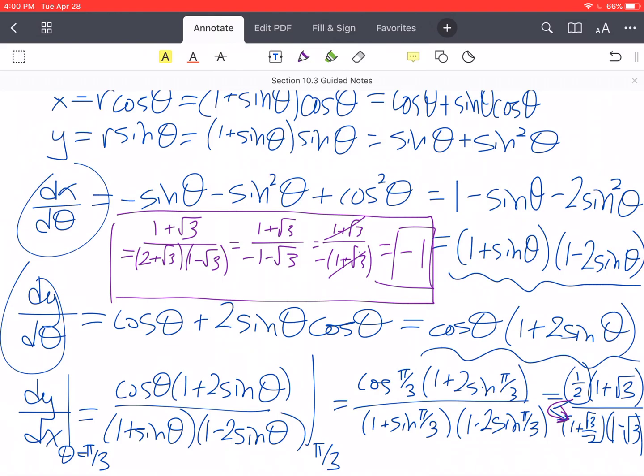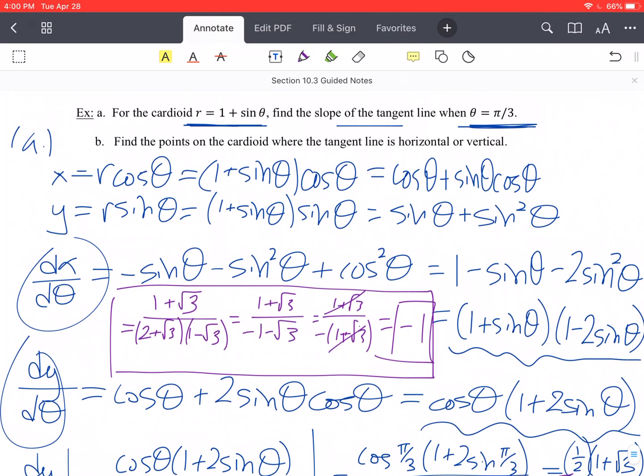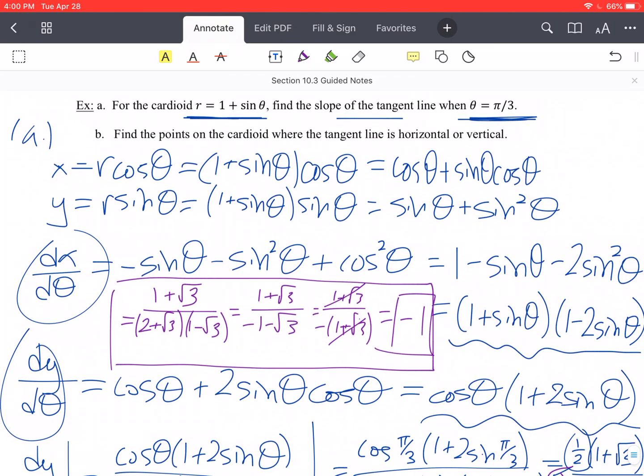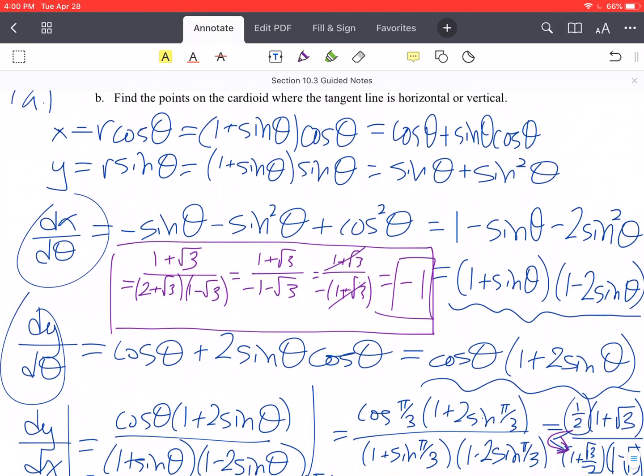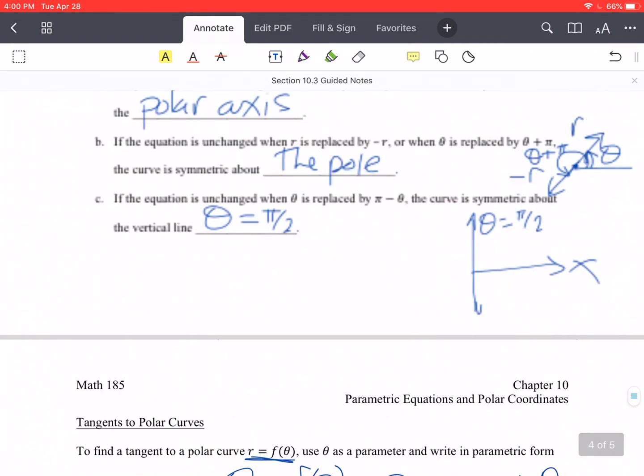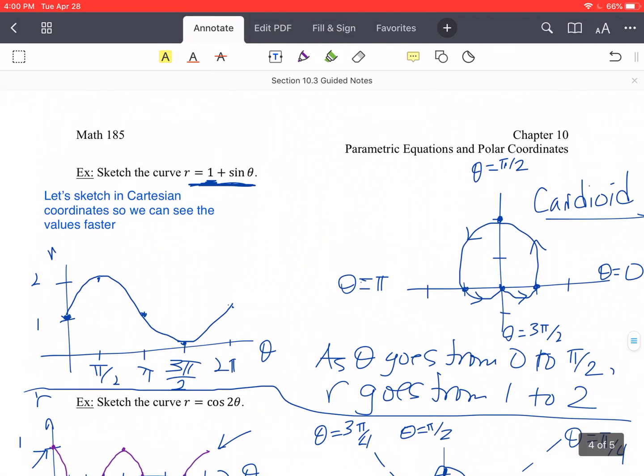So it turns out, in answer to the question, for that cardioid, the slope of the tangent line when theta equals pi over 3 is negative 1. And if we go back and look, right, at pi over 3, that was right about here. About there. So we can see the slope right there is about negative 1. Right, so let's go back.